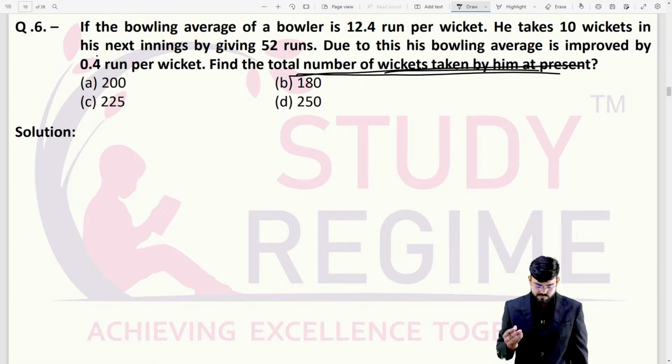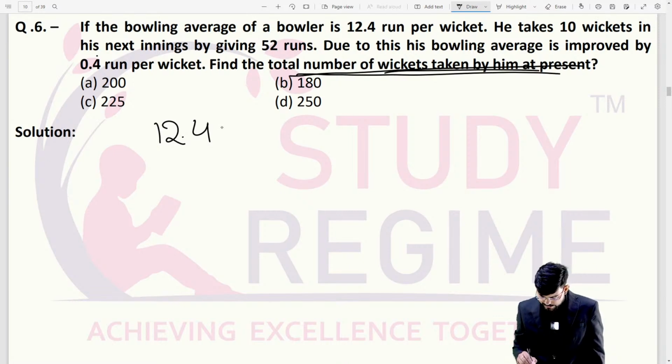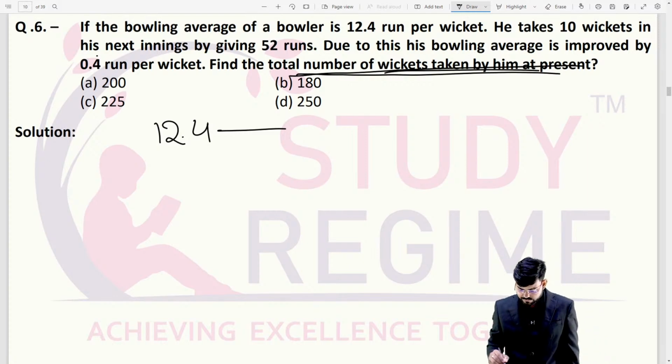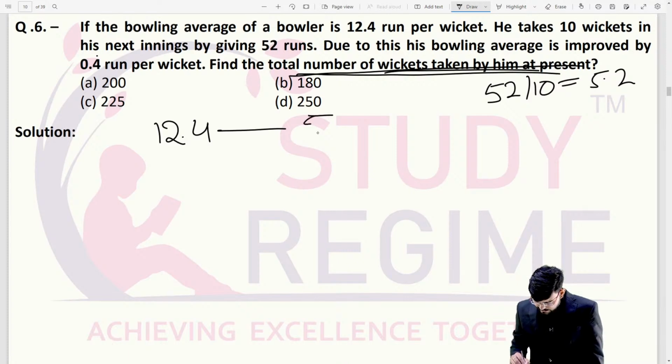Improvement of a bowler. Now I will write it like this. Earlier in the question it was given that it was 12.4 runs per wicket. This is the bowling average of a bowler. And in the next match, he takes 10 wickets by giving 52 runs. So how will the average become? If I divide 52 by 10, the bowling average for the next match will become 5.2. I will write it like this, 5.2.